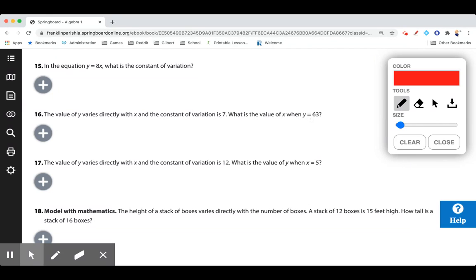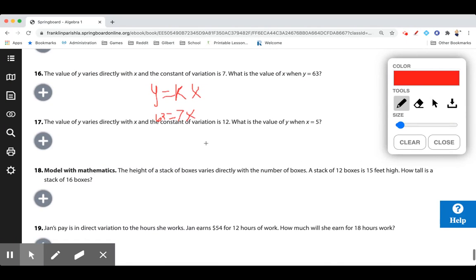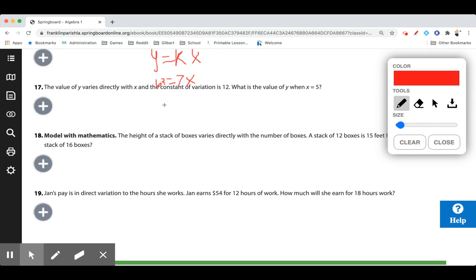What's the value of x when y is equal to 63? You just need to now divide 63 by 7 to see what the x would have been. Remember, it would be y equals kx. You have your y, that's 63. You have your constant of proportionality, which is 7. And you just need to know what x is equal to. So you divide both sides by 7. Similarly on this one, except now you have your x and your constant of proportionality, so you would need to rewrite your equation and just basically multiply 12 times 5.